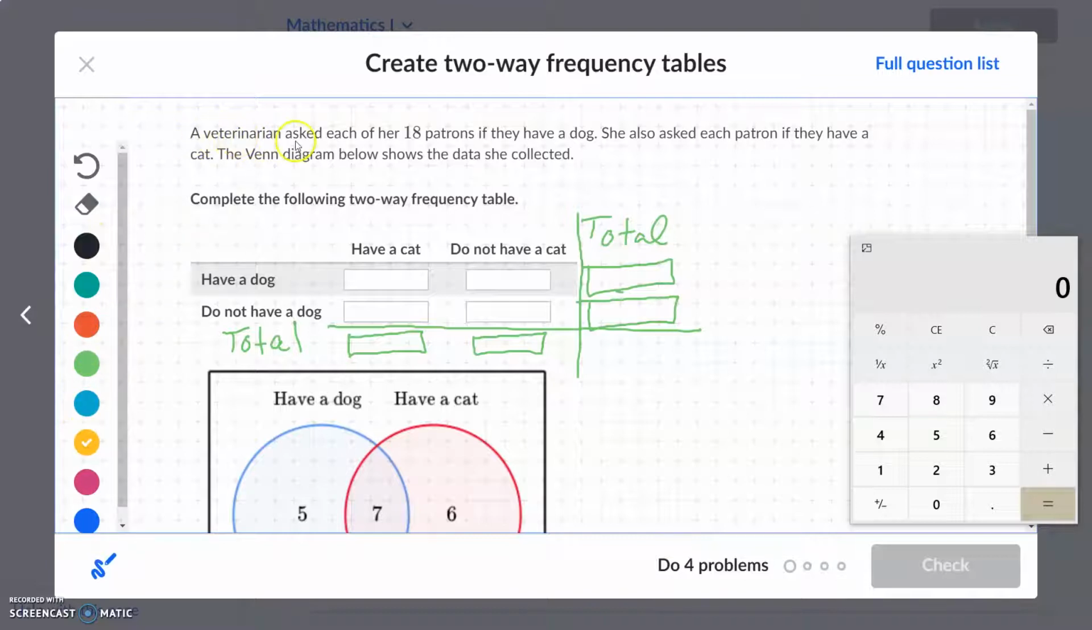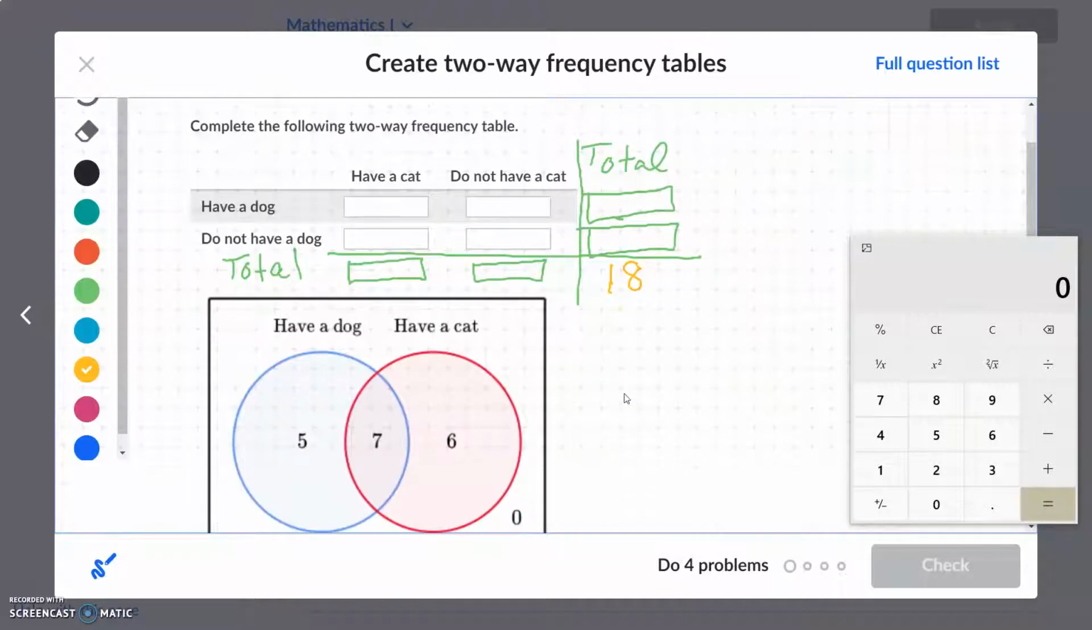So we have a veterinarian asked each of her 18 patrons if they have a dog. She also asked each patron if they have a cat. The Venn diagram below shows the data she collected. So we know that there are to be 18 patrons, and the word patron, obviously you can look it up. It's just a customer. All right, so 18. That's going to be our total, 18.